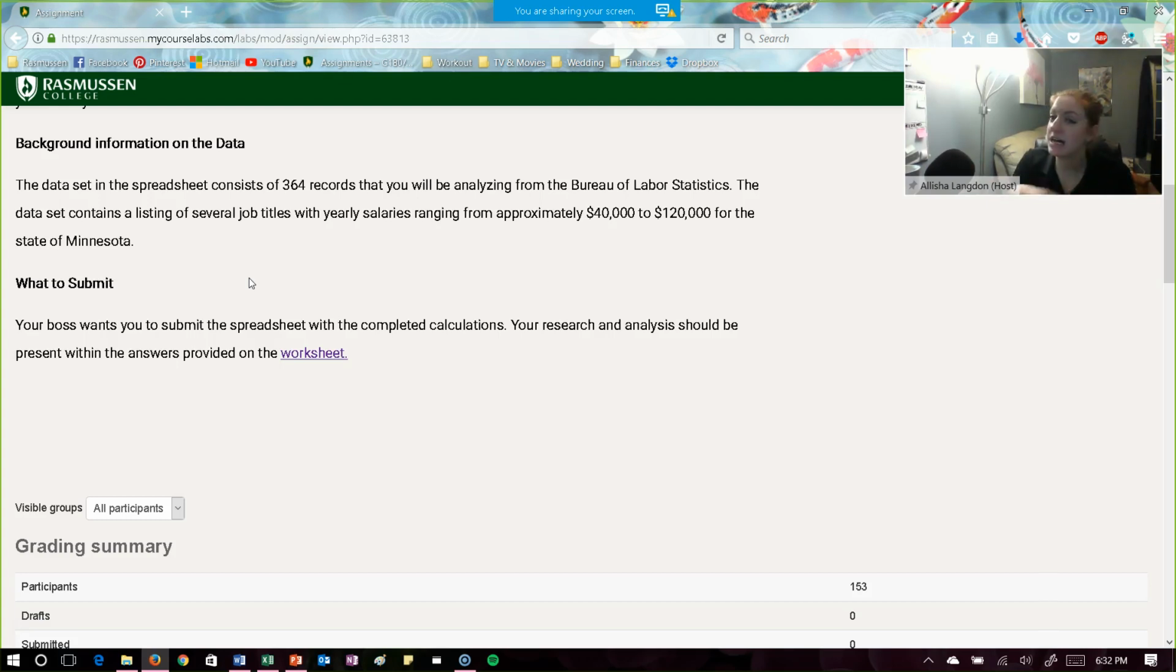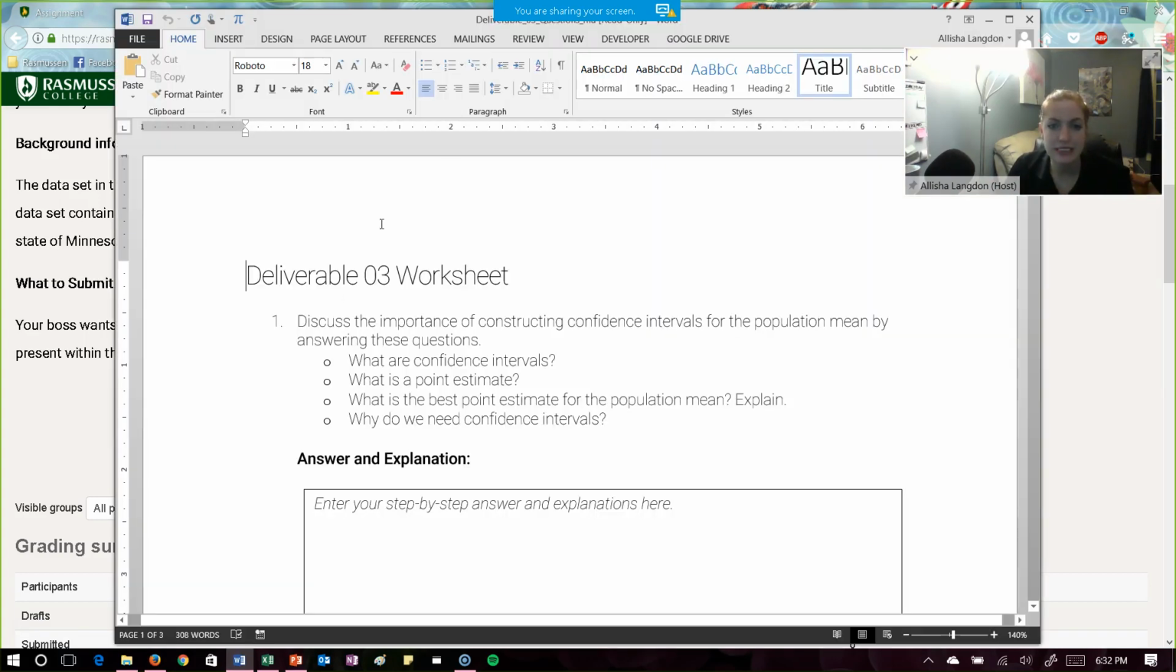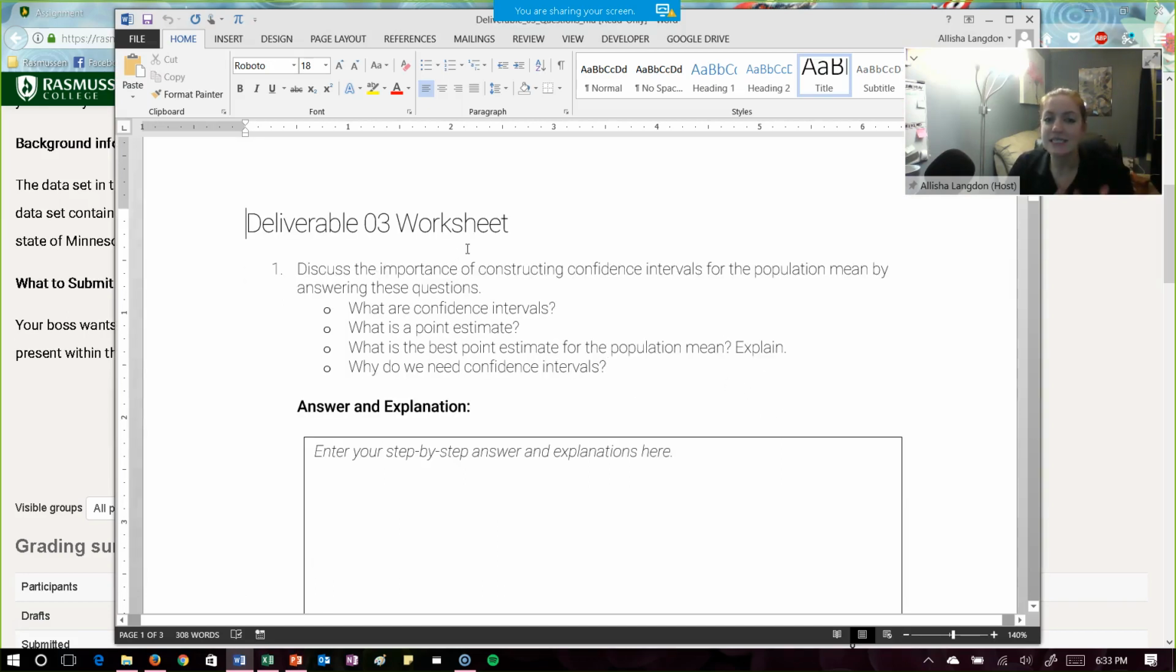So anyways, we download the worksheet. Looks like this. Yay, deliverable 3. And it says, discuss the importance of constructing confidence intervals for the population mean. So it's only looking at the population mean by answering these questions. What are confidence intervals? What is the point estimate? What is the best point estimate for the population mean? Explain, and why do we need confidence intervals?